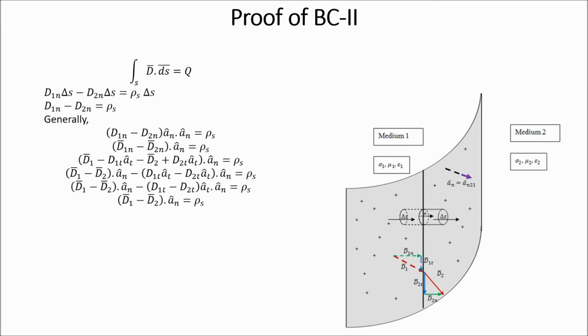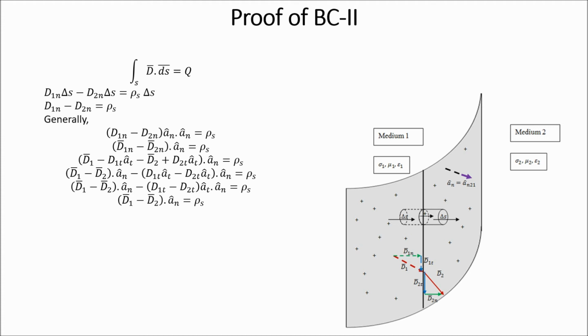So in this slide, I want to show you how you can find the second boundary condition, the boundary condition for electric flux. We use Gauss's law. The integral form of Gauss's law says the surface integral of D dot dS along a closed surface is equal to Q. So we have to write D1. Now I expand this.